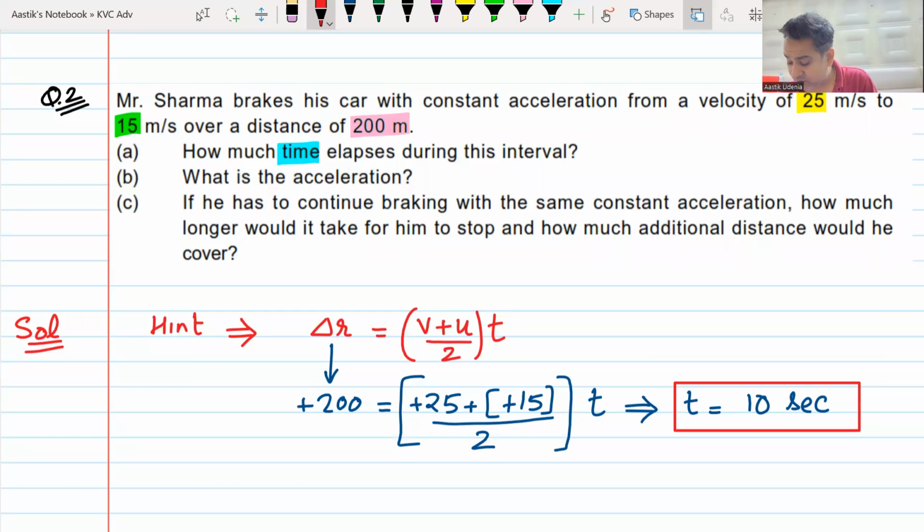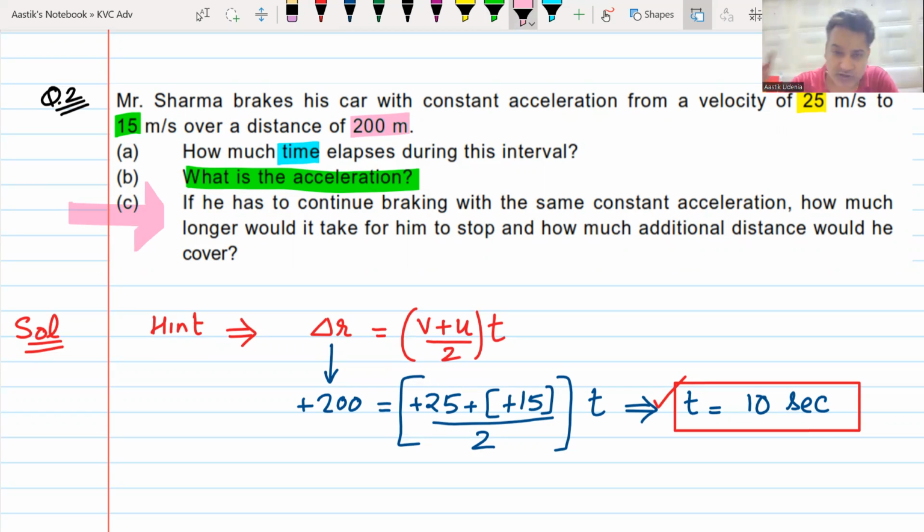Well, I have found out the value of t. Once you get the value of t, the next question asks you to find out the acceleration. You know the initial velocity, you know the final velocity, you know the time. v is equal to u plus at. You can find out the acceleration. Once you get the acceleration, you can easily solve part C, which asks you if he continues to brake, how much extra time he will need to stop and how much extra distance will he cover. There are many ways to do this. I leave the rest of the parts for you to try at home as homework.